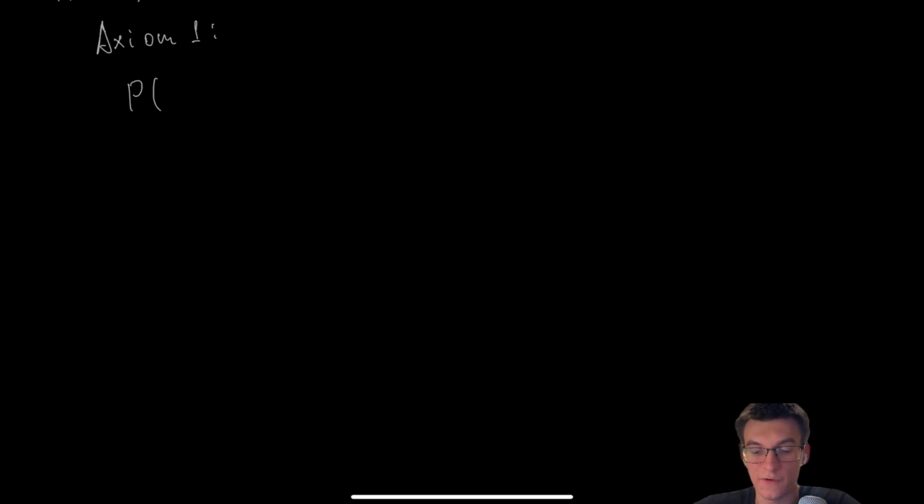So the probability of any event A from our sample space is greater than or equal to 0. But I would rather say it is a set of outcomes. So let's say it belongs to our sample space. Or it can be even the sample space itself. It is more mathematically correct.